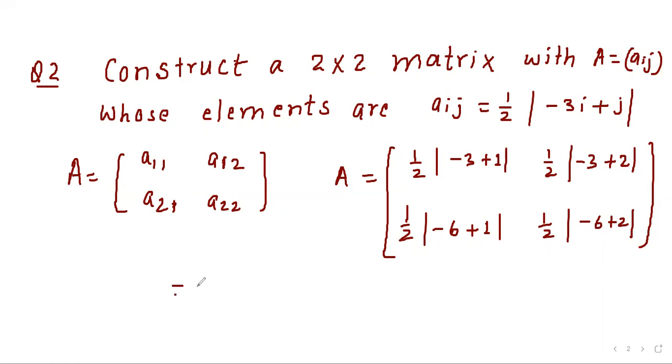Now let's simplify. It will become minus 3 plus 1 is minus 2. Modulus will give 2. 2 divided by 2 is 1. Now from here, minus 3 plus 2 will give minus 1. Then modulus will give 1. So 1 by 2. Then here, minus 6 plus 1 will give minus 5. Modulus will remove the minus sign, so it will become 5. So 5 by 2. Here, minus 6 plus 2 is minus 4. Modulus will make it plus 4. 4 by 2 is 2. So this is the required answer.